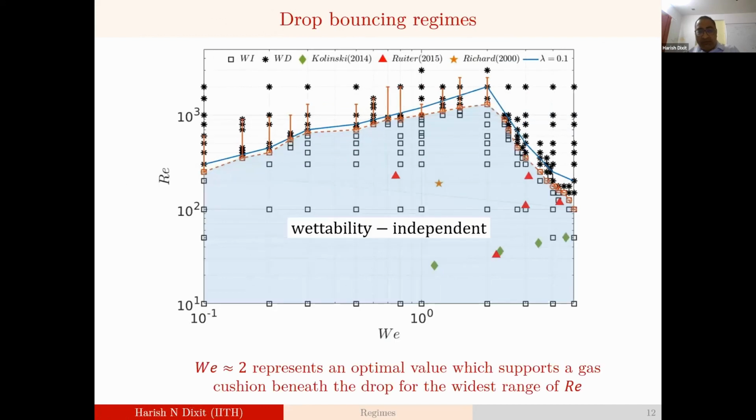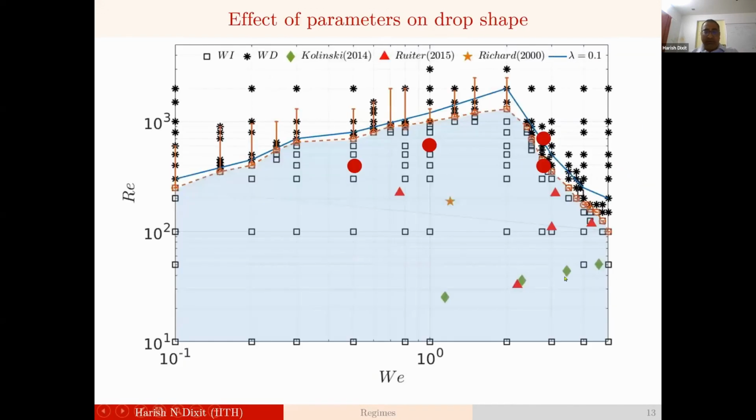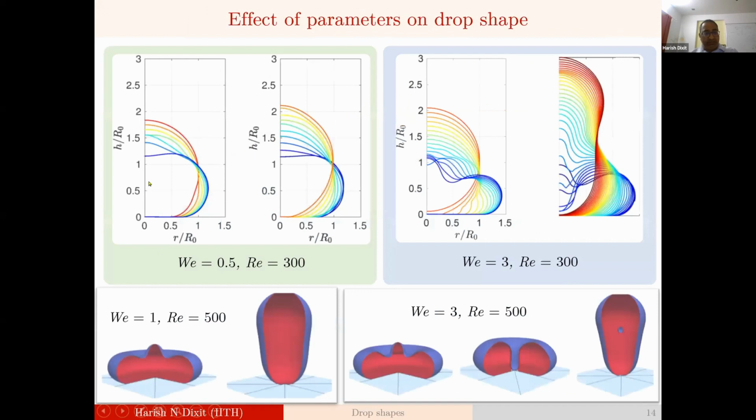Okay, and we also notice that there is a peak, an optimal value of Weber number, where we can ensure that the drop can be supported on a gas cushion for a wide range of Reynolds numbers. Okay, we look at a few cases. I've randomly picked four different cases. I'll quickly run through them.